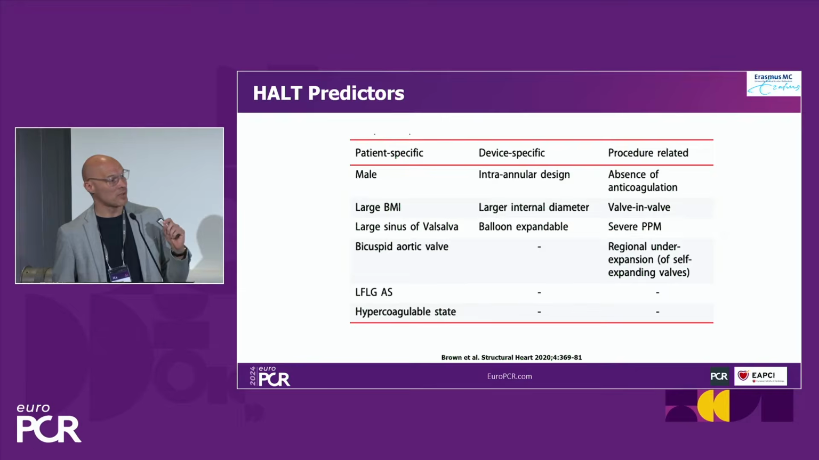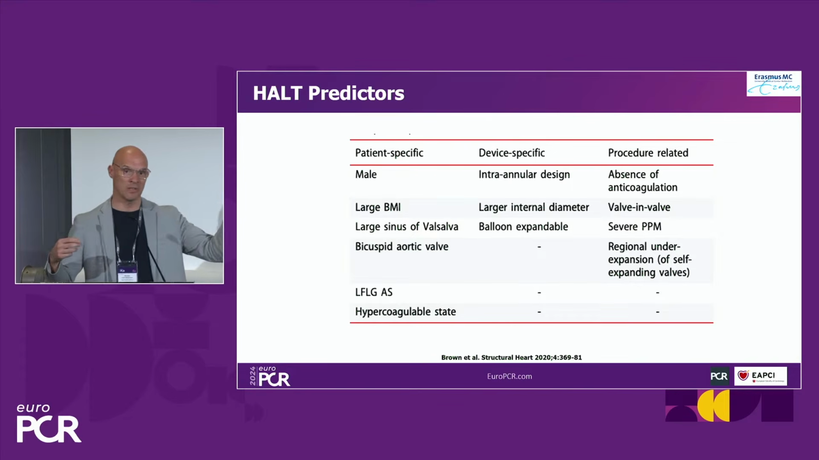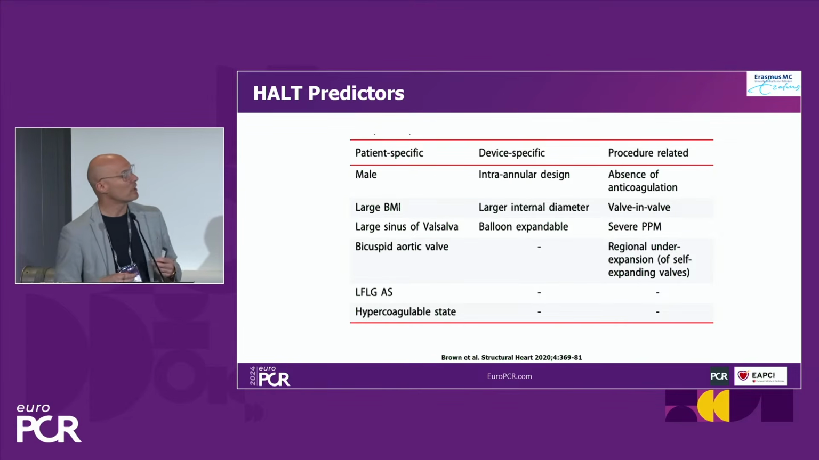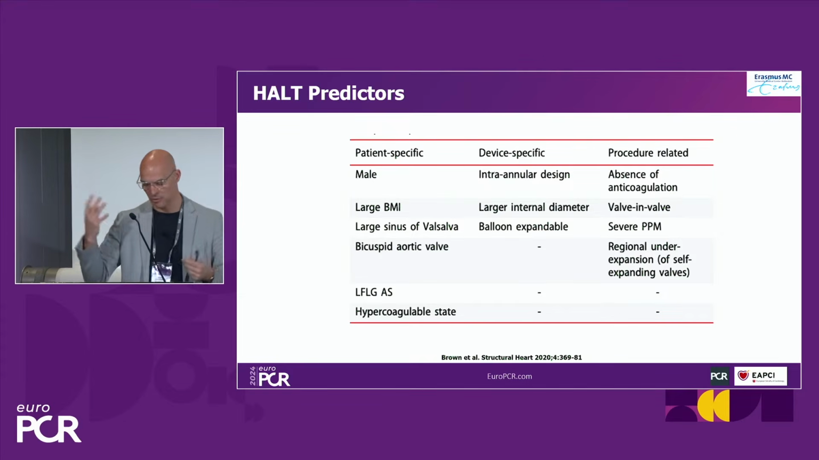There are also device-specific criteria. The intra-annular functioning valves, so not only balloon expandable valves, but also, for instance, the Navitor or Portico valve, seem to have a little bit a higher occurrence of HALT than the self-expanding supra-annular functioning valves, the Accurate valve or the Evolut valve.